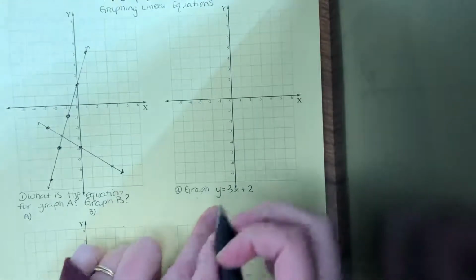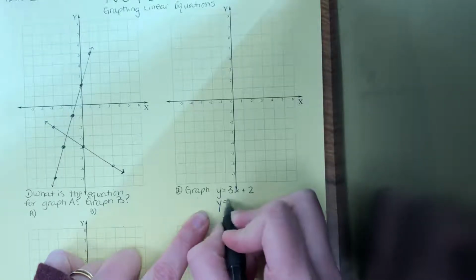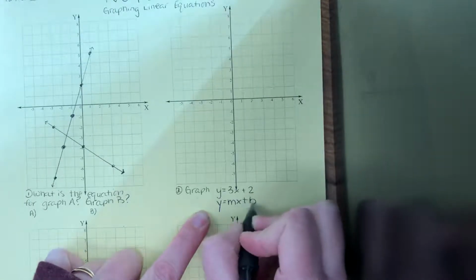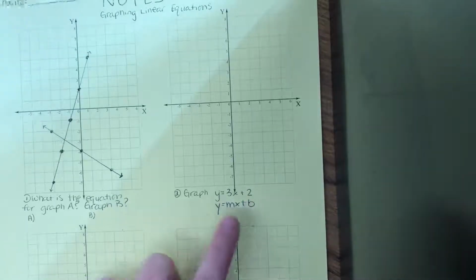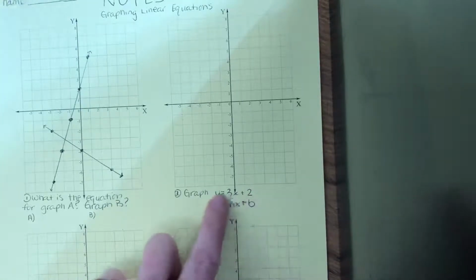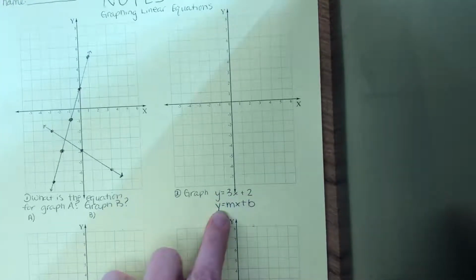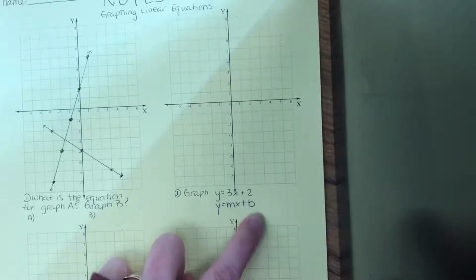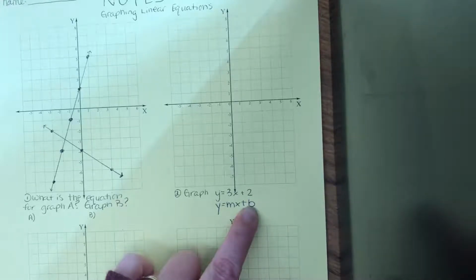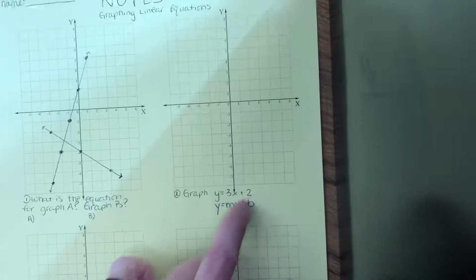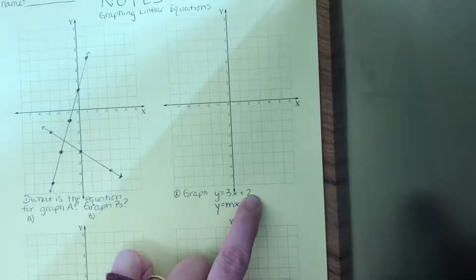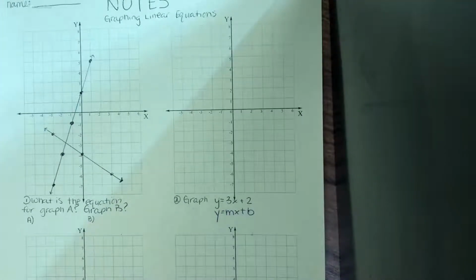So the y-intercept, if you recall, is in place of the b. So this equation, excuse me, is in the form of y equals mx plus b. B stands for y-intercept, and the y-intercept is a positive 2. So that's the first thing I need to do.